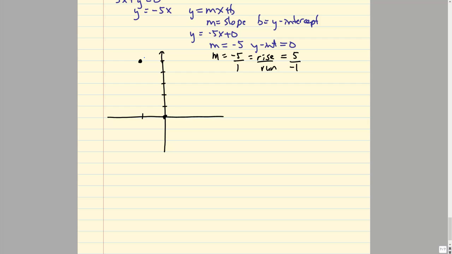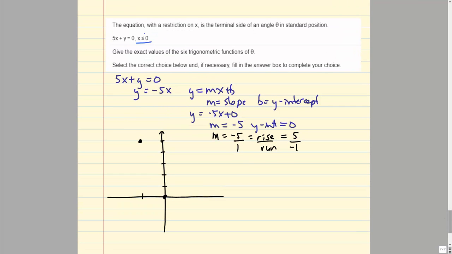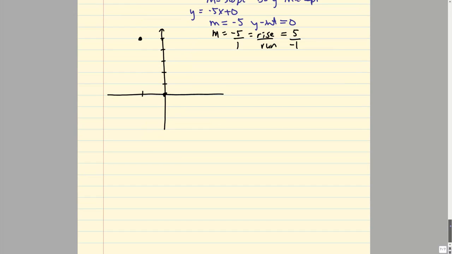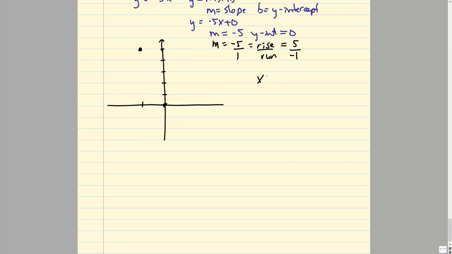Now the reason I did this is, remember our restriction back up here. It says x is less than or equal to 0. So in order for x to be less than or equal to 0, that would mean that I'm to the left of the origin. So that's why I chose to move in this direction.